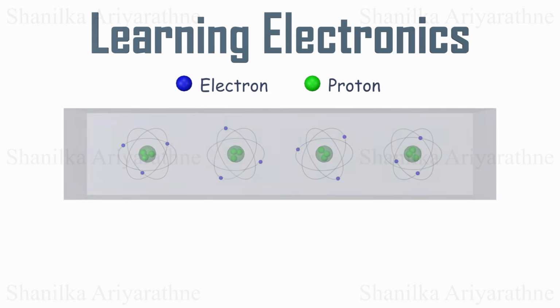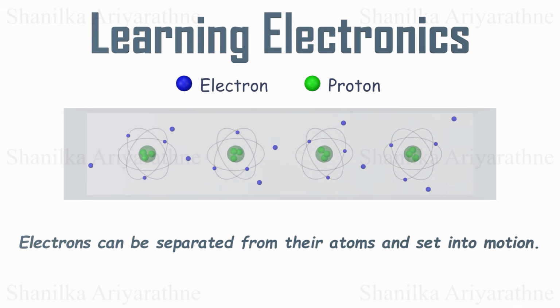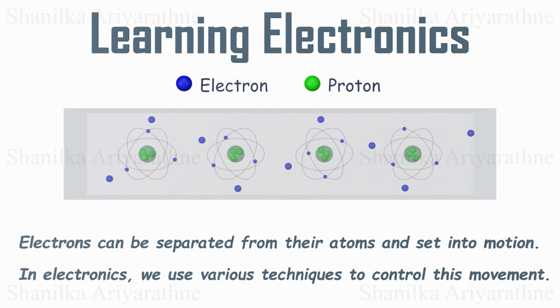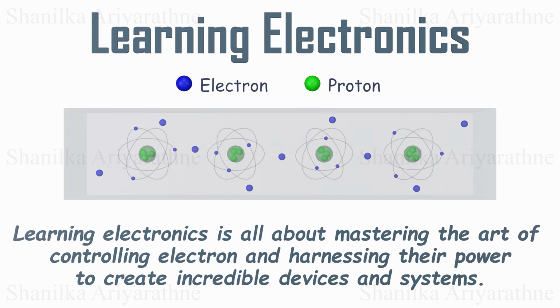This is a piece of metal, and it consists of trillions of tiny atoms. As I mentioned earlier, these atoms contain electrons. These electrons can actually be separated from their atoms and set into motion. In electronics, we use various techniques to control this movement and accomplish amazing things. So learning electronics is all about mastering the art of controlling electrons and harnessing their power to create incredible devices and systems. It's like having the keys to unlock limitless possibilities.